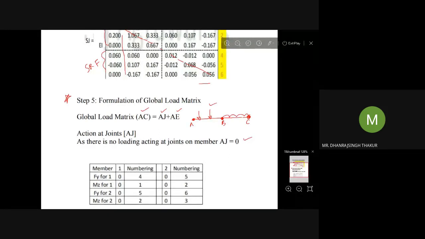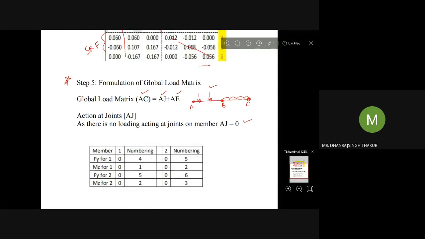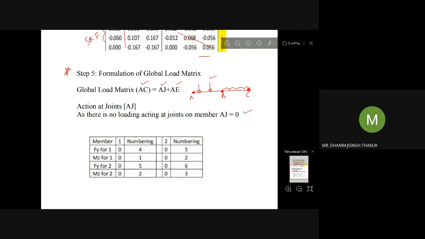But that matrix we have to write down in the matrix form. Okay? In the matrix form, so along code 1, along code 2, 3, 4 and 5, 6. No loading is there, so for all codes, the value of force will be 0. Because this is a load matrix, it will give you the values of the load. Okay, so as there is no loading acting at joints, the AJ matrix will become 0.